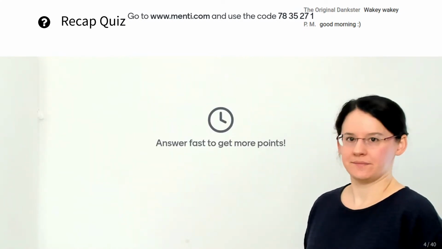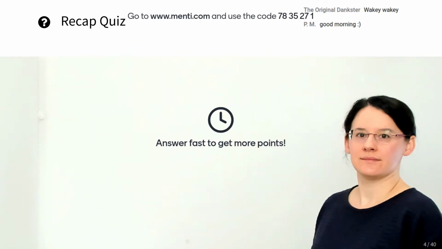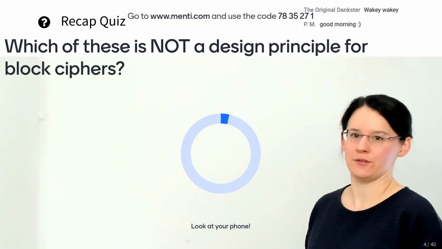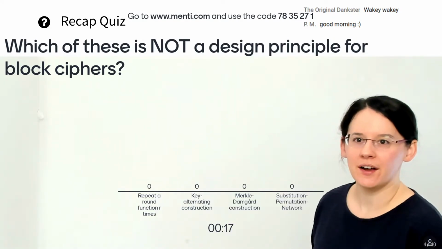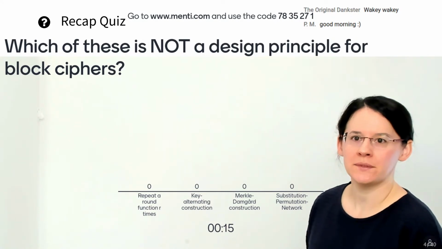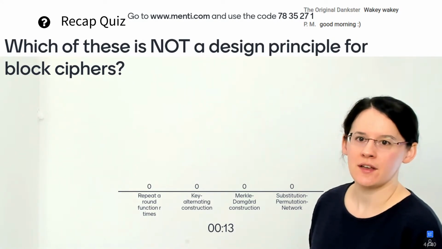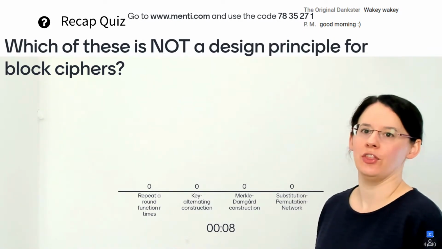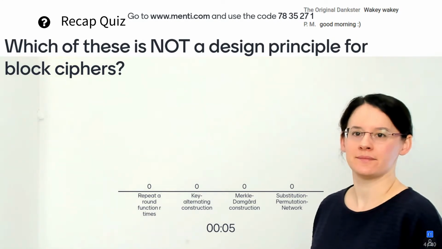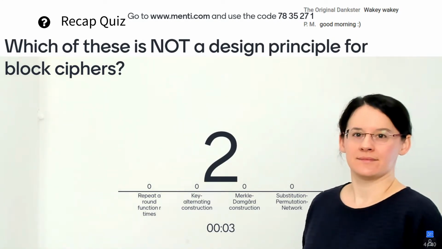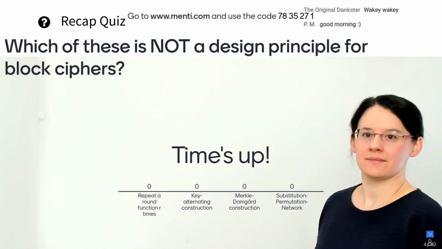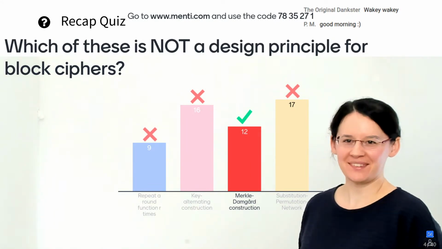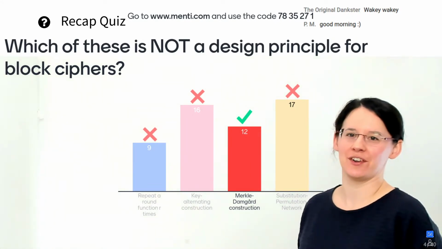Next question. Which of these is not a design principle for block ciphers? We have here repeating a round function r times, key alternating constructions, Merkle-Damgård constructions, and substitution permutation networks, which is not a design principle for block ciphers. Oh, that was a tough one, it appears. So let's just briefly go through the individual concepts.